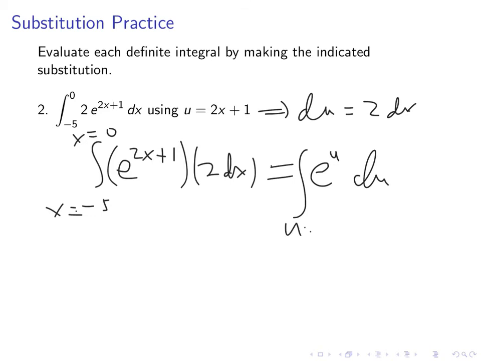And I need to transform my limits of integration, and so I go back, and when x is -5, u is going to be twice -5 plus 1, so that's -9, and when x is 0, u is going to be 1, and so I end up with the antiderivative being e to the u, and I want to evaluate that from -9 to 1.